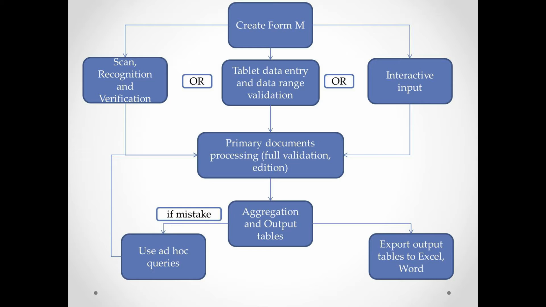This picture shows different options of data input and further data processing. The first step is to create Form M. Next, the respondent may enter the data one of 3 ways: processing their primary documents and building their required output tables. In case of errors in the output tables, we use ad hoc query, which shows select erroneous data from various census forms. The user is then forwarded back to the primary document processing area.